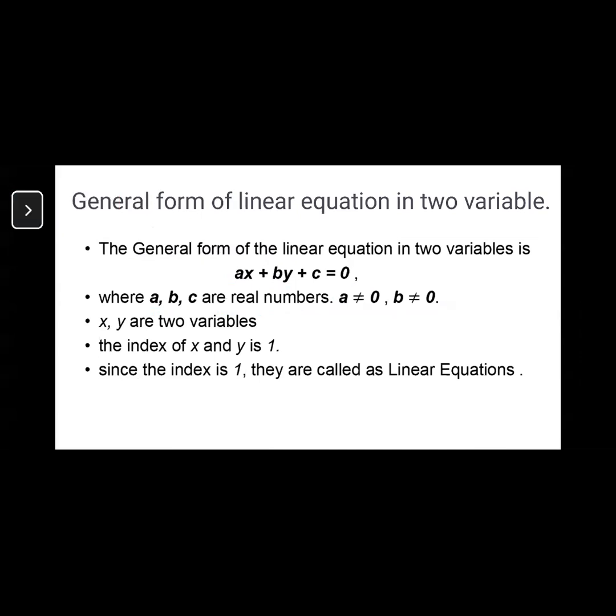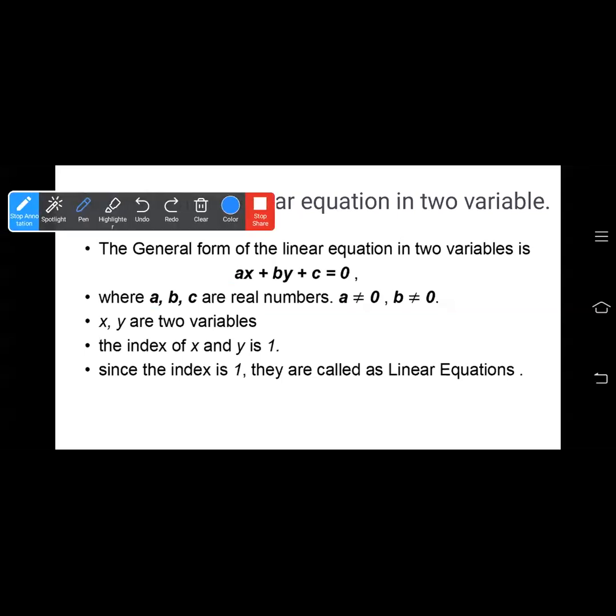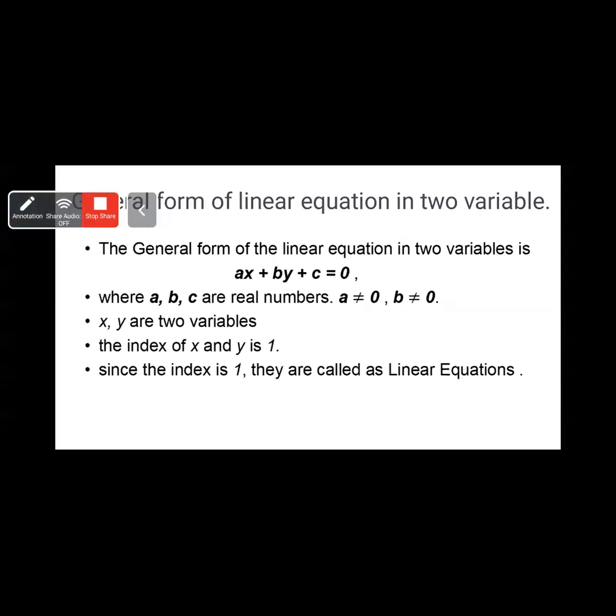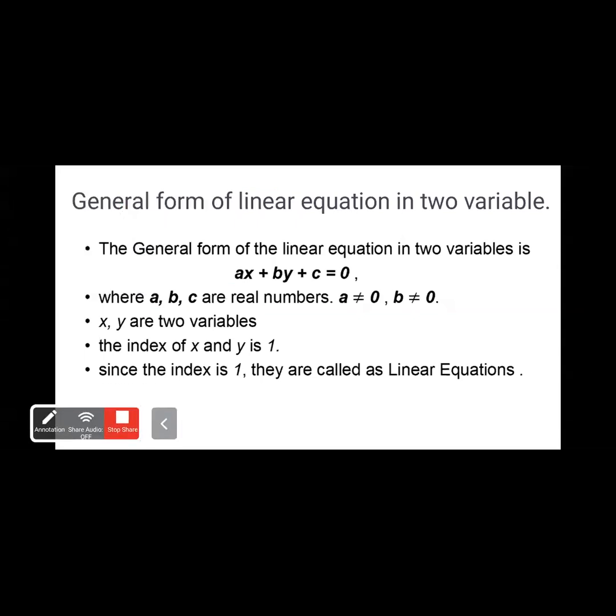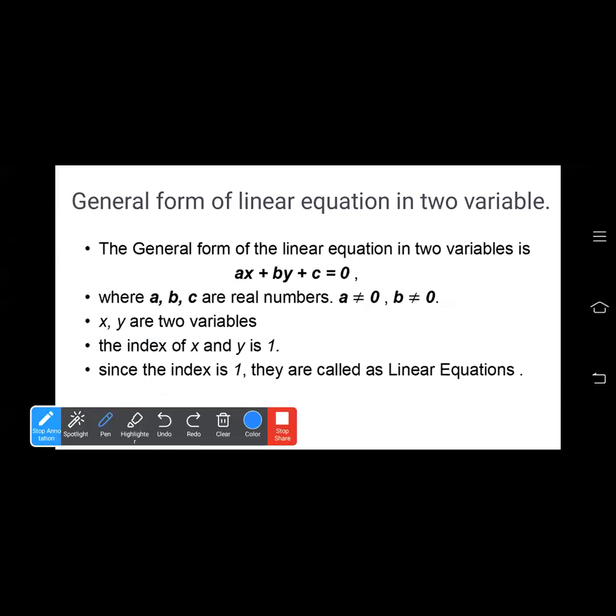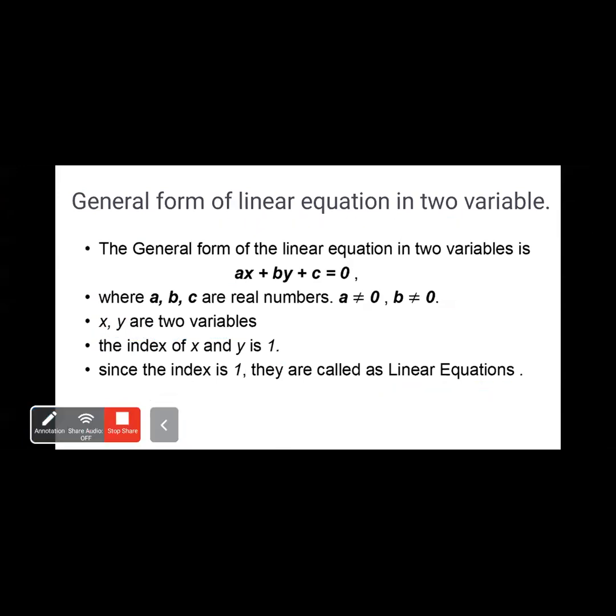And x and y are two variables. The index of x and y should always be 1. Both should not be in multiplication form. Since the index is 1, they are called linear equations, and since they have two variables, they are called linear equations in two variables. Fine. Here you can see some examples.